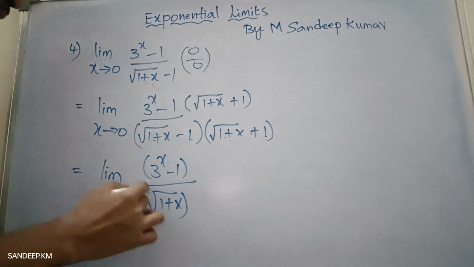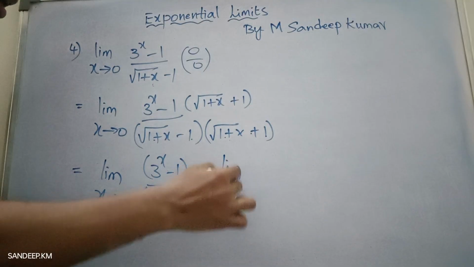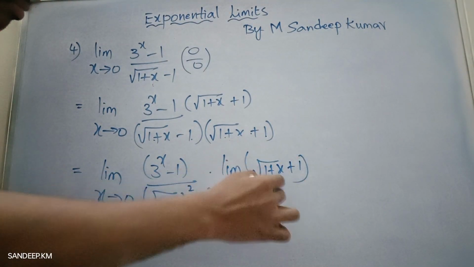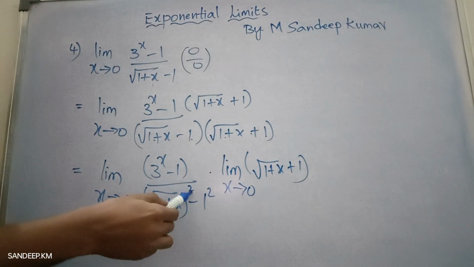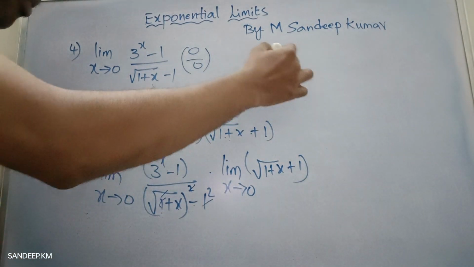A square minus b square. And you can give limit for this function separately. Limit x approaches 0, root of 1 plus x plus 1. Right? And in the denominator, the square and root get cancelled. 1 plus x minus 1 will come. Plus 1 and minus 1 also get cancelled. And we are left with what?